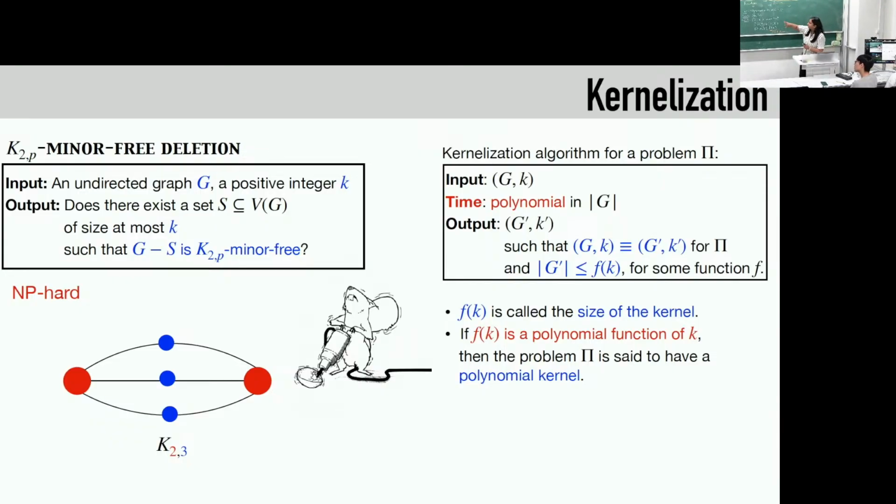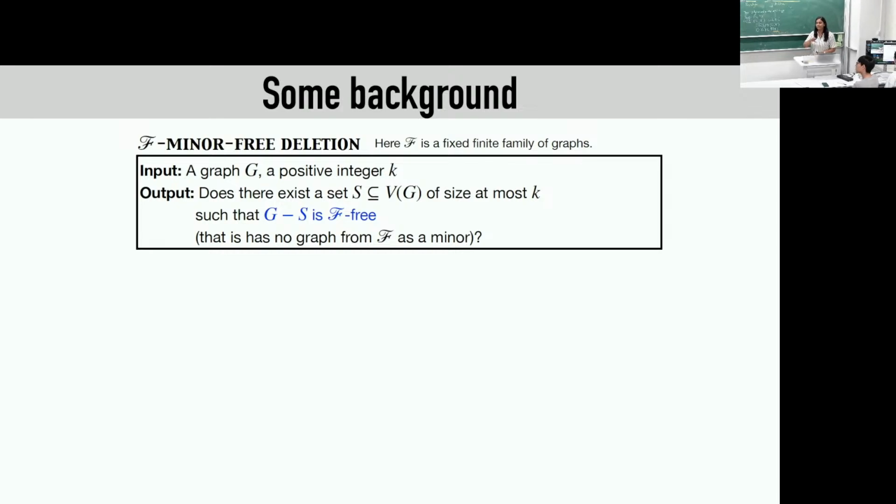So this slide takes care of the definition, the paradigm, and what polynomial means here. Right? So just to move forward, before stating the main result of this talk, let me give you some background. It all starts from a way more general problem than K_p minor free deletion, which is called the F minor free deletion problem. Think of F as some finite family of graphs. So K_p minor free deletion is a special case of F minor free deletion when F is just a single graph, which is K_p.